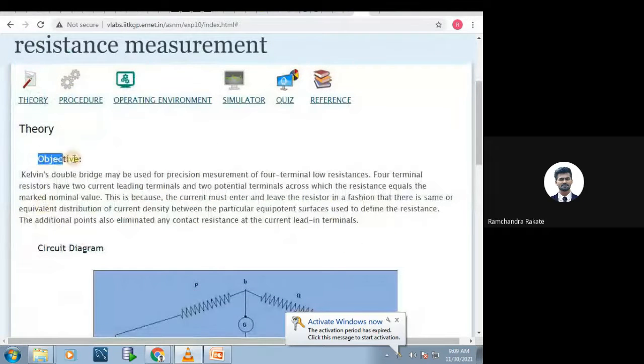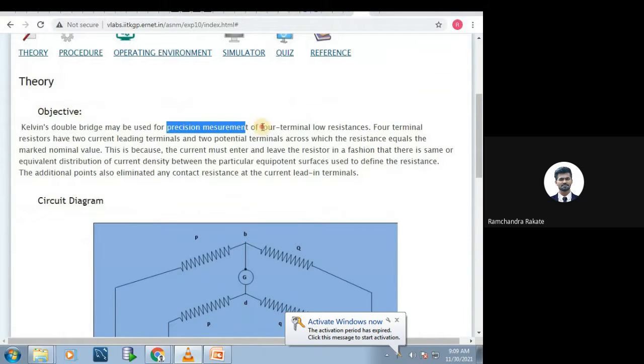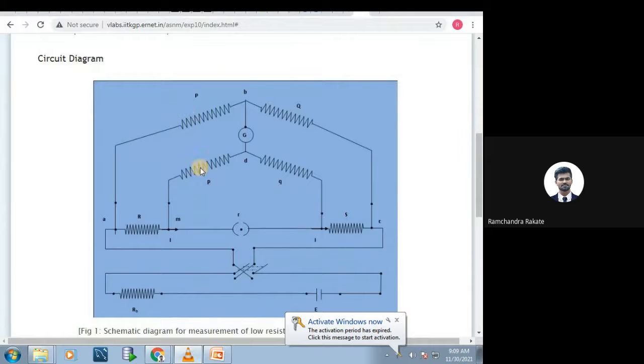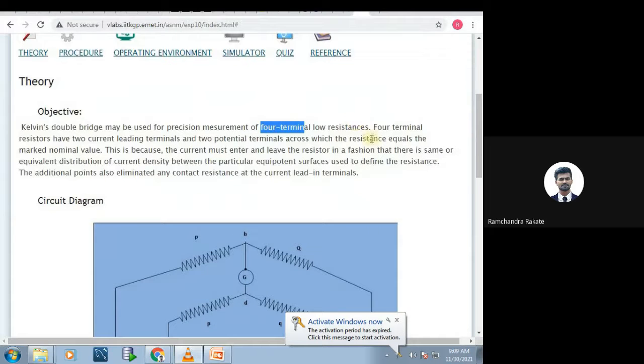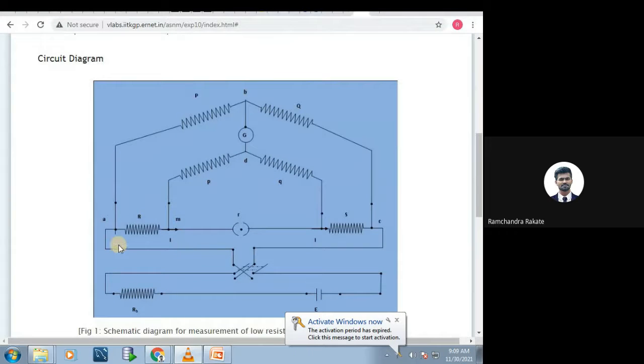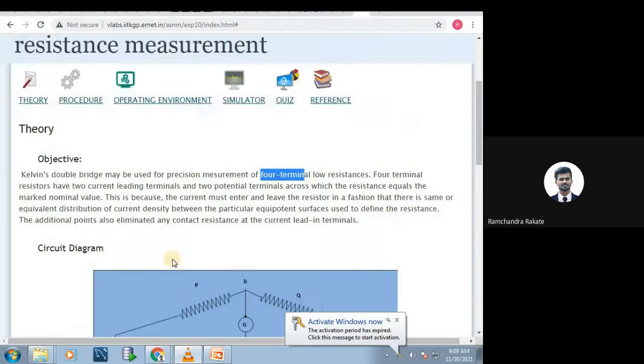The objective is that Kelvin double bridge may be used for precision measurement. Yes, we are using it for precision measurement of four terminal low resistance. So these are my four terminals 1, 2, 3, 4. A four terminal resistance has two current leading terminals and two potential terminals; the resistance across the potential terminals equals the marked nominal value. This is because current must enter and leave the resistor. Obviously, current should enter from this and leave from this, so that we can get the galvanometer reading.